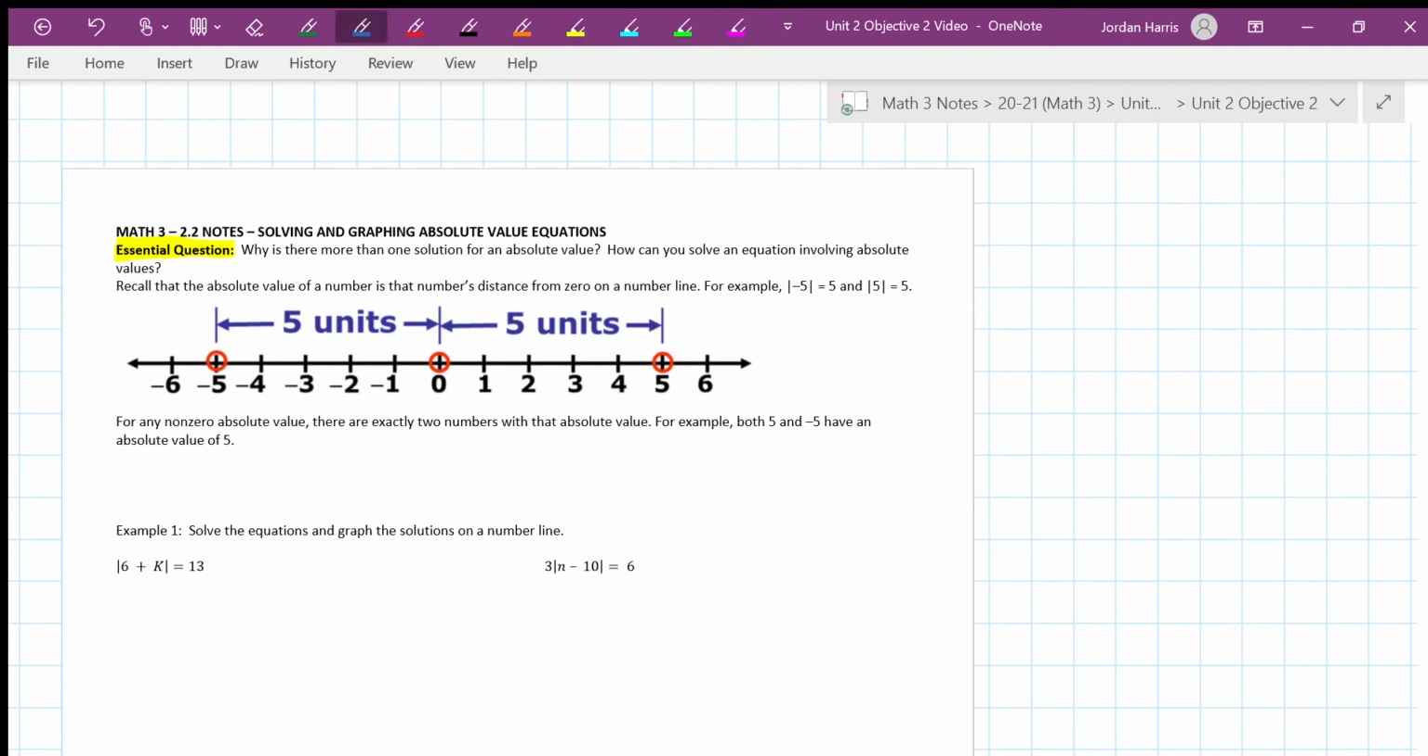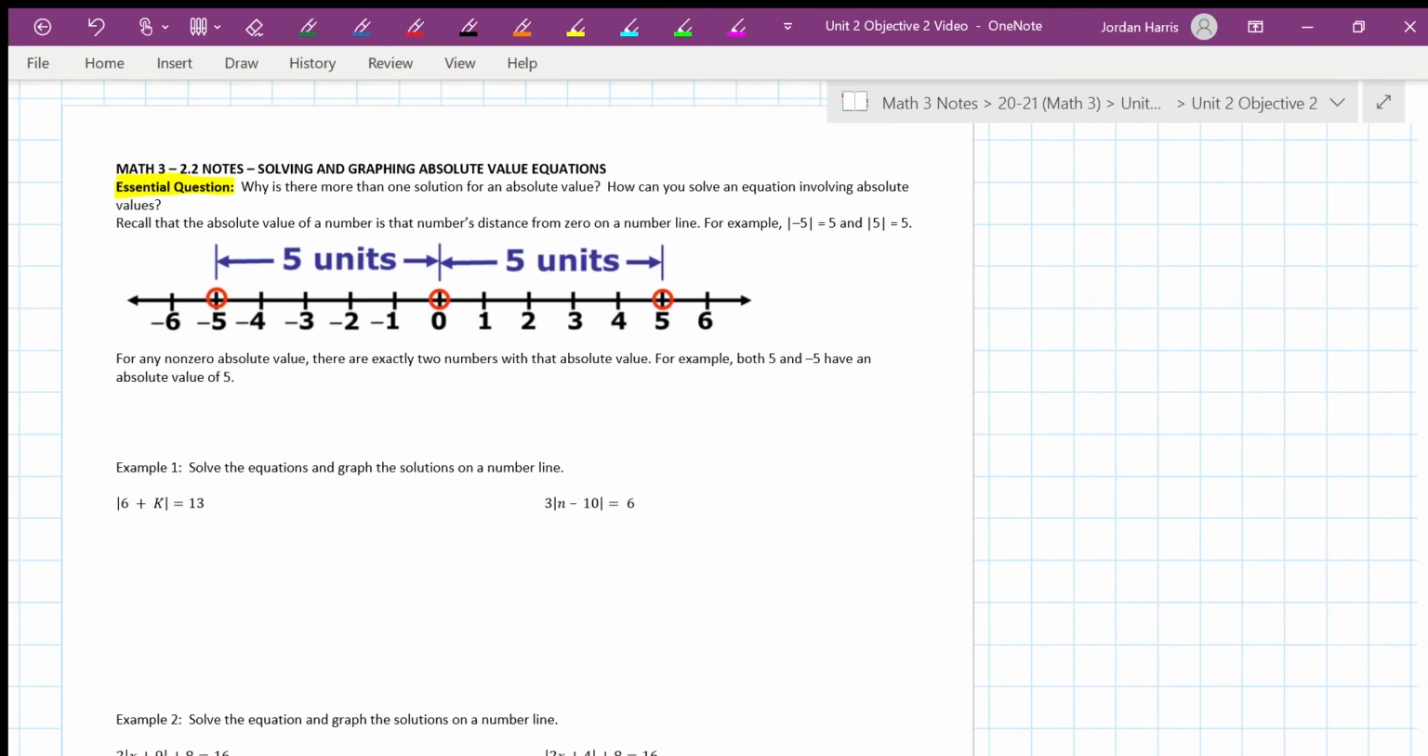So everything about this is about absolute values. We are going to graph some absolute values today. Hopefully after unit 1 you are good at that. Remember, they look V-shaped, all that good stuff. But the main focus will be solving absolute value equations.